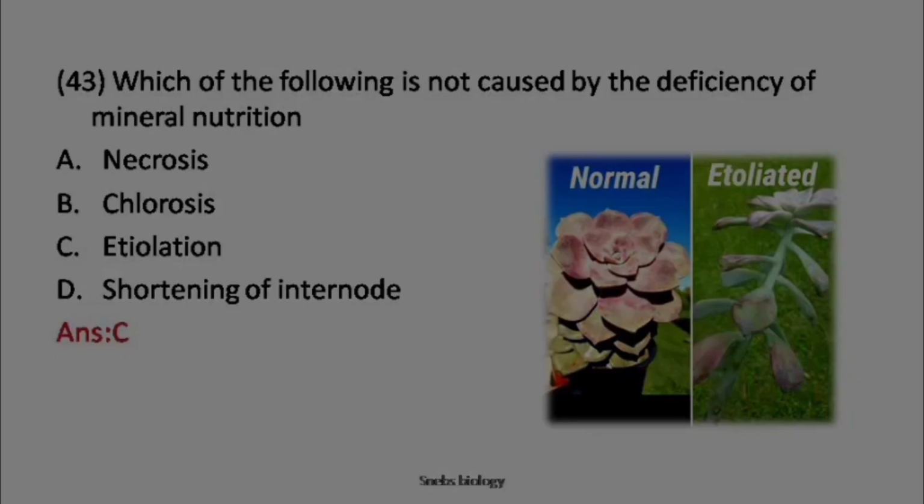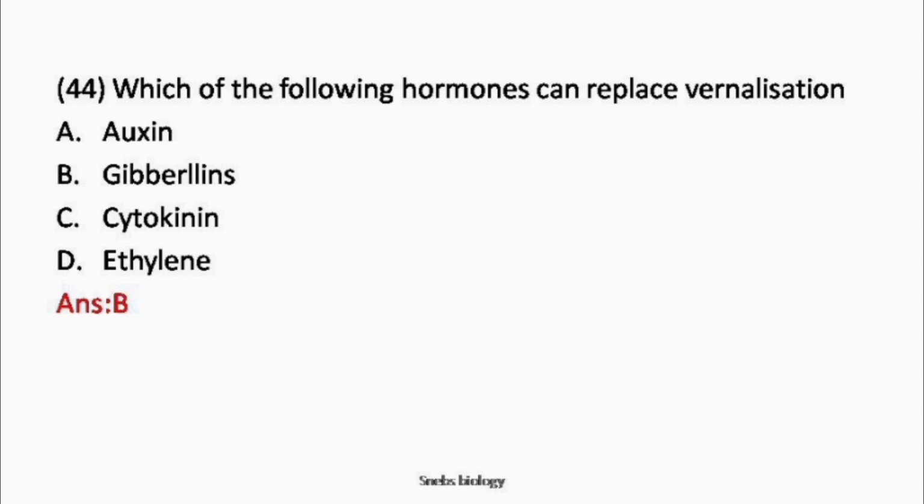Okay. Next, which of the following hormone can replace vernalization? Option A, auxin. Option B, gibberellin. Option C, cytokinin. Option D, ethylene. So vernalization is the process by which plant can be induced to flower by exposing it to the prolonged period of low temperature or cold. So after this, plant shows quicker flowering. Gibberellic acid is a plant hormone which helps in growth of stem. It also brings about the rapid flowering in plant. So the correct answer is option B, gibberellin.